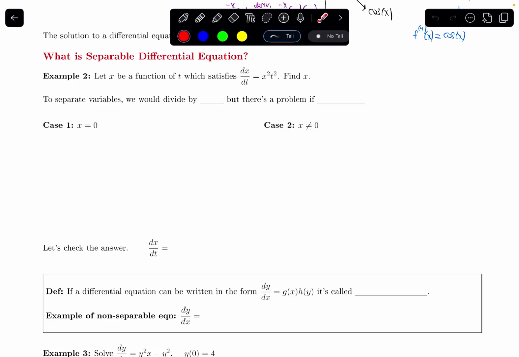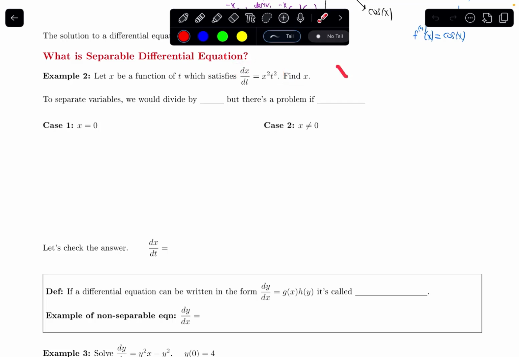In this video, we are going to talk about what a separable differential equation is. So let's get right into an example to motivate this. Let x be a function of t, which satisfies dx/dt equals x squared times t squared. And I want to find x.